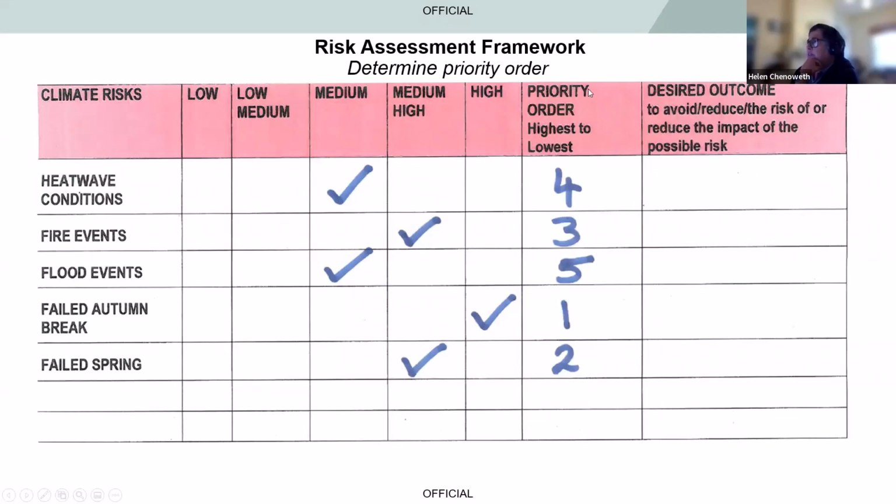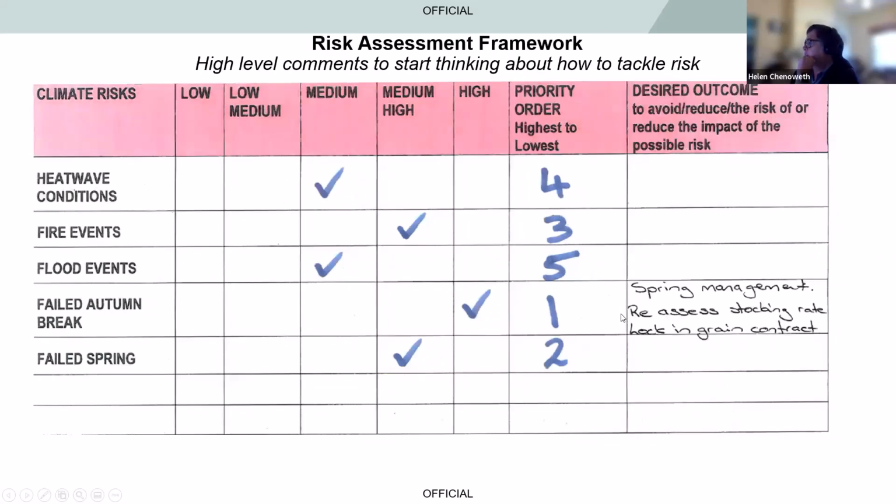Then we're saying, okay, what is the ranking from highest to lowest? The failed autumn break's the most important one of these, and the failed spring is the next one, plus those other items there. So this is a good discussion point as well for farmers around the kitchen table, or with advisors, or with their students to be aware of for the business. Put a little comment there, just a starting point if you like. Spring management, maybe assessing stocking rate in the longer term, maybe locking in grain contracts, a whole lot of different ways that we can manage when we're prioritising the potential problems with growing feed in that autumn, winter period.